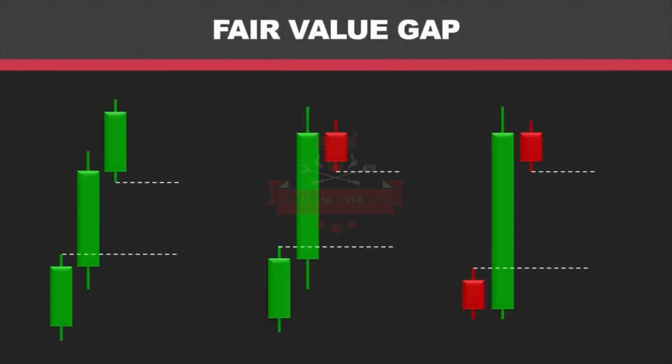A fair value gap is a three candlestick pattern characterized by a significant gap between the shadows of the first and last candles, with no overlap. These gaps are created when we have an imbalance between the buyers and sellers, resulting in sharp moves. The market often returns to these gaps to take the remaining orders and restore the balance. Then, if we have enough liquidity, market will seek to continue in the same dominant direction.